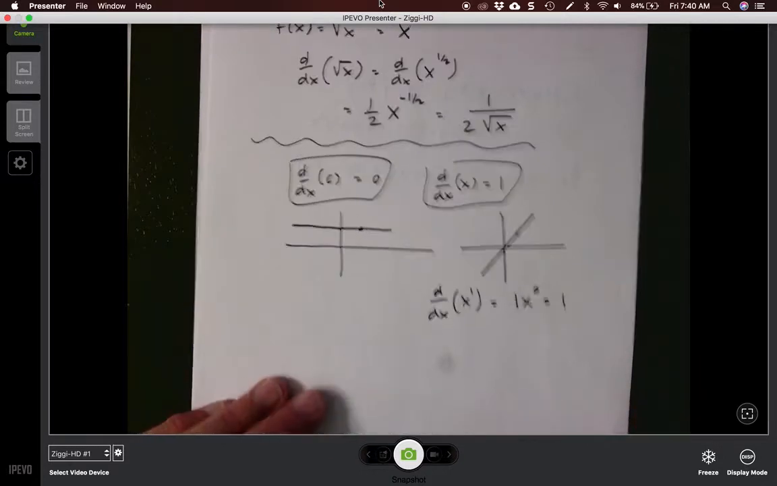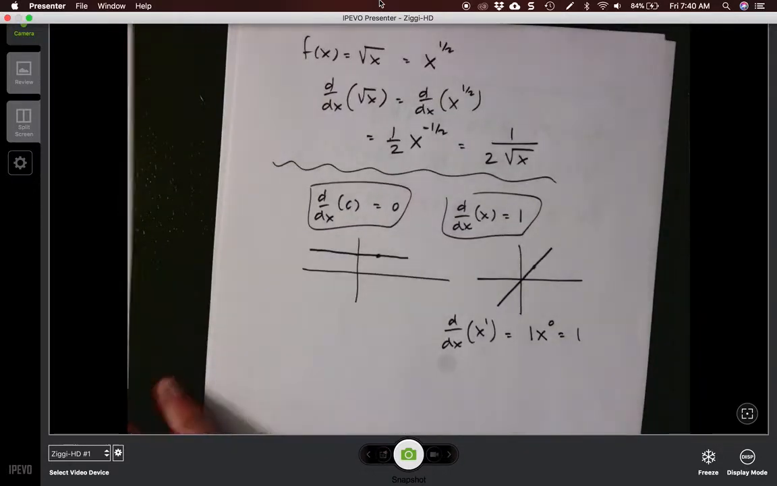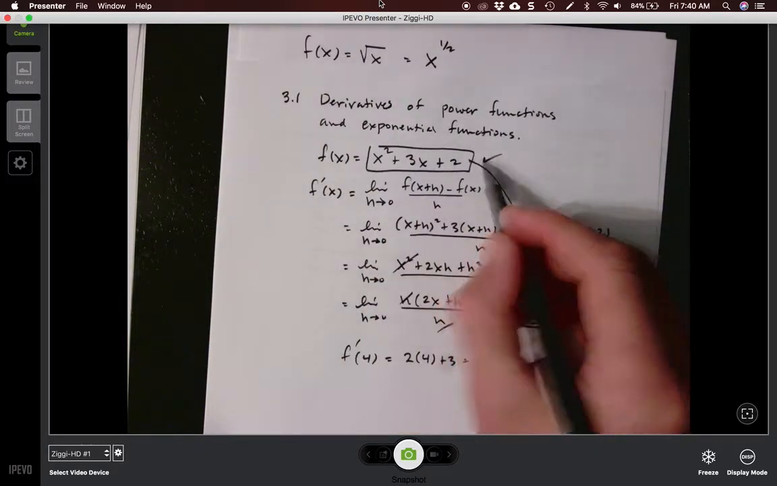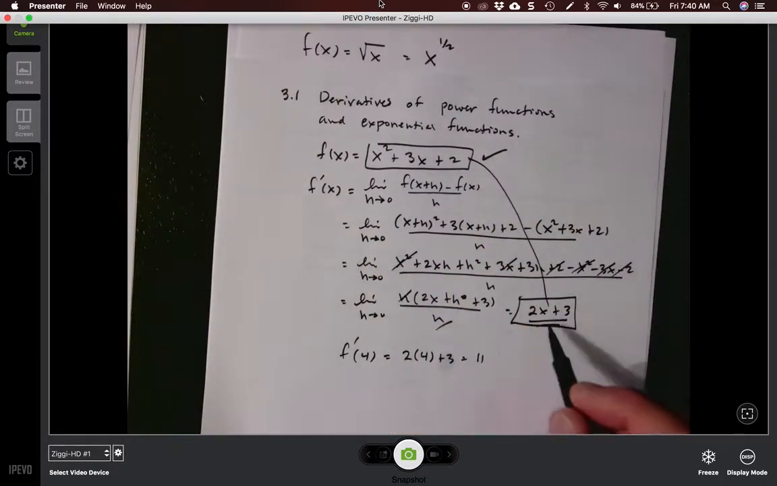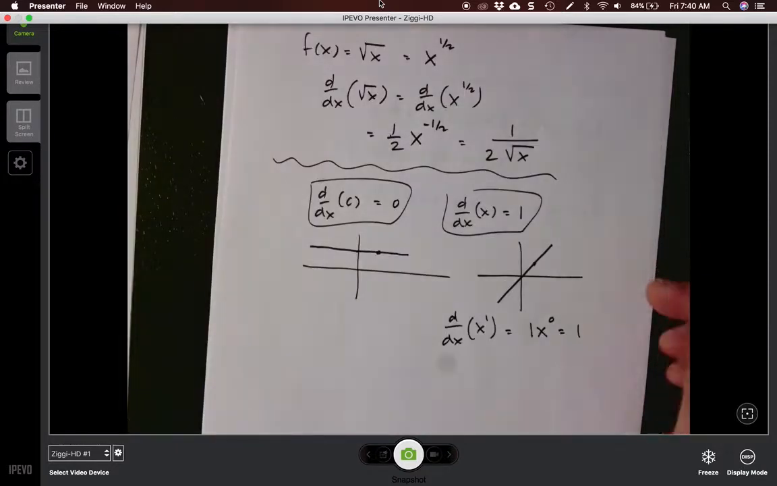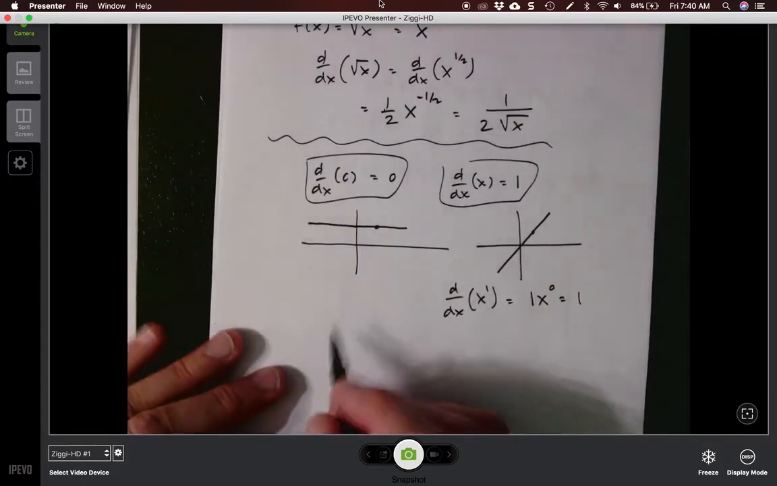Now what I would like to be able to do is come back to the first problem that we looked at, which was this one, to find the derivative of a polynomial, and I want to end up getting to the 2x plus 3. But before we do that, there's a couple of other rules we need to look at. One of them is the constant multiple rule.